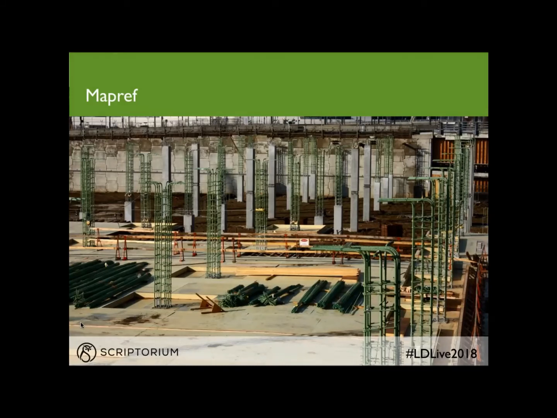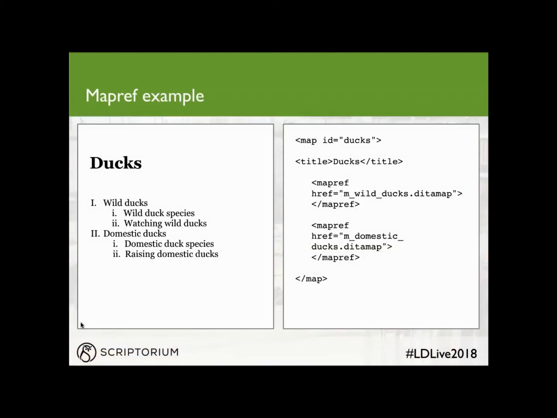Map refs are pretty similar. The main difference is that instead of linking to another topic, it links to another map. So you can have a map file and it can reference other existing maps. And these maps are generally referred to as subordinate maps or submaps, and they tend to be collections of content related to your main map. So let's take a look at an example of a map ref.